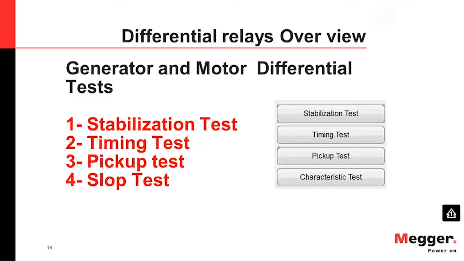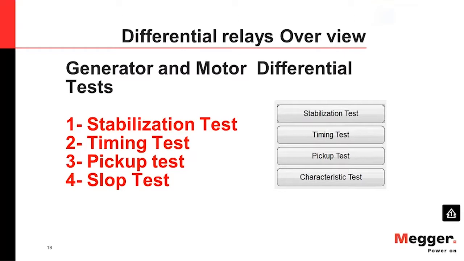We also have something for the generator and motor differential relays. Those are a little bit different from the transformer because we have no harmonic over here. So we can test the stabilization, timing, pickup, and slope characteristics. This is the only difference between the transformer differential and generator and motor.